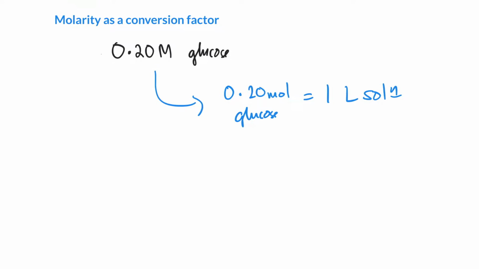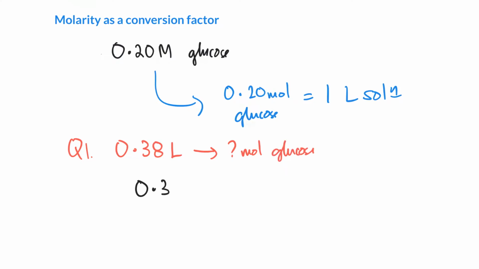Give you an example, right? So we might want to say if we had, say, 0.38 liters of this solution and we want to know how many moles of glucose, we can set it up as a conversion factor problem. So we've got our 0.38 liters and we multiply by the correct conversion factor.